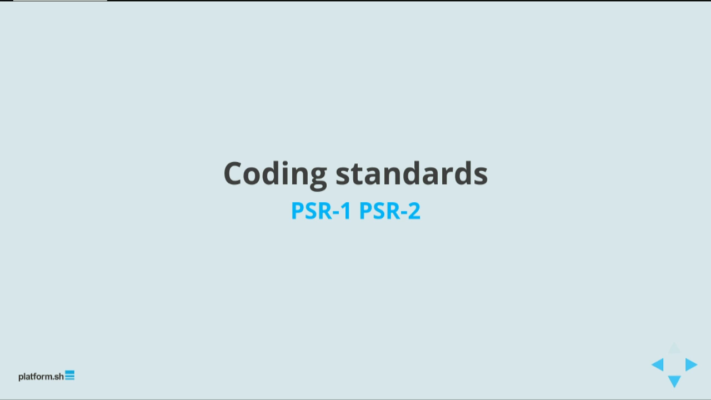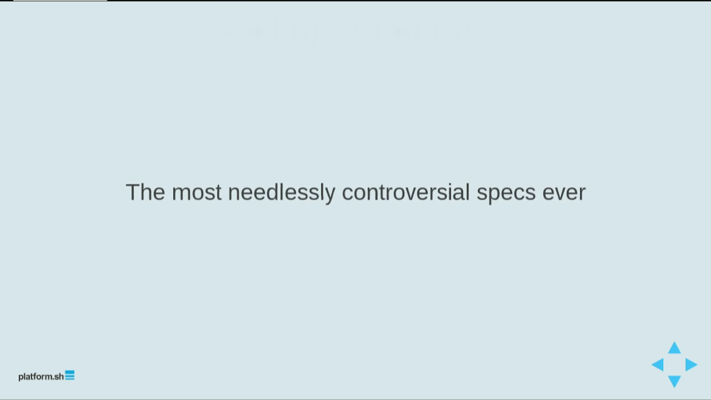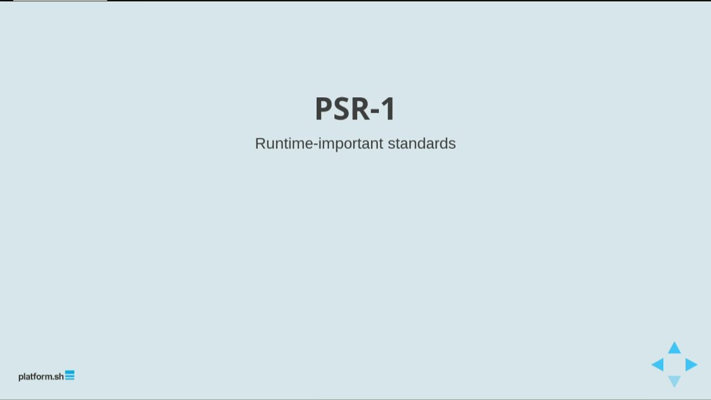Coding standards. PSR 1 and PSR 2, basically these are the most needlessly controversial specs in the history of PHP, because everybody has an opinion. PSR 1 is actually fairly uncontroversial. It started as a single spec, they got split at the last minute. PSR 1 is things that affect your runtime code.